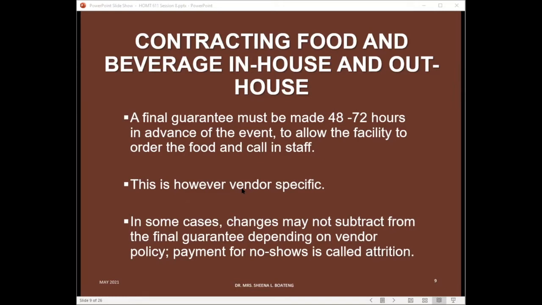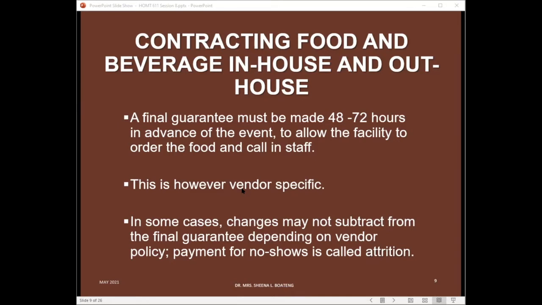However, if the number that was originally agreed upon, which you paid for, by the deadline of your guarantee has been reduced, depending on the kind of vendor that you are dealing with, they may not give you a refund for the extra number of attendees who are no longer showing up. And this is referred to as attrition.